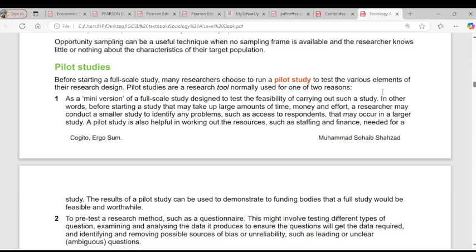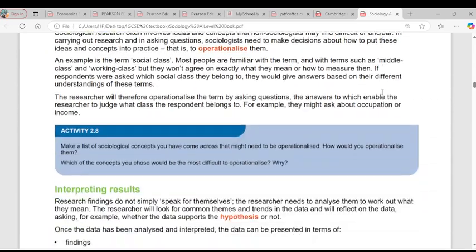Then we go to operationalization. Operationalization involves the ways in which sociologists make decisions about putting their ideas and concepts into practice. You have your research, the research you want to do. So the next thing is to make it operational. How do you make it operational? Those ideas and concepts that are in your mind, you make them empirical. You put them into practice. That is what operationalization is about. Is it clear? Any question about operationalization?